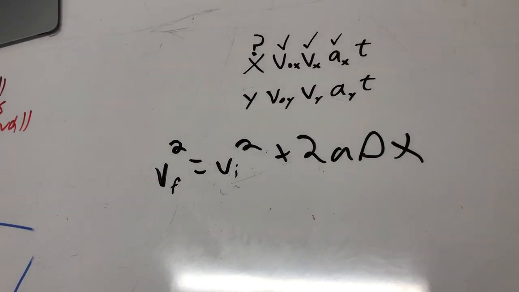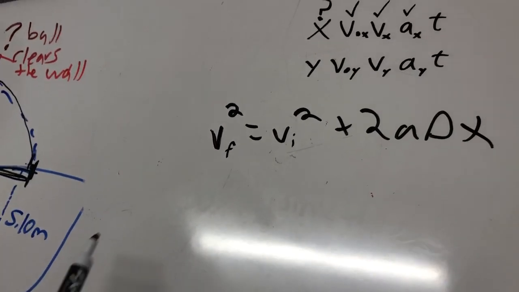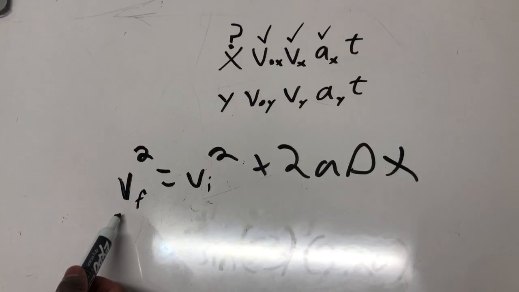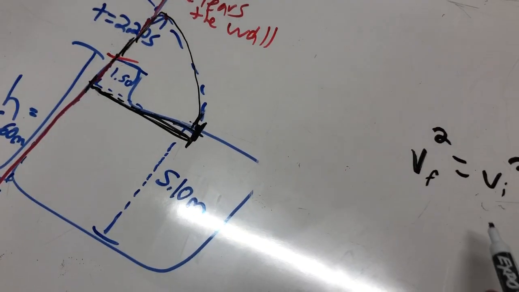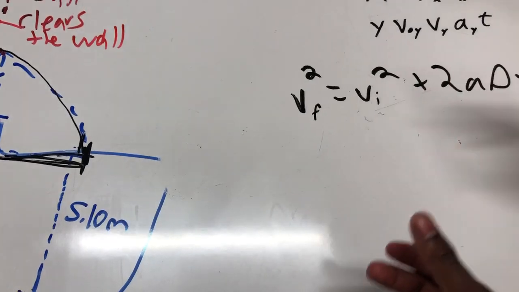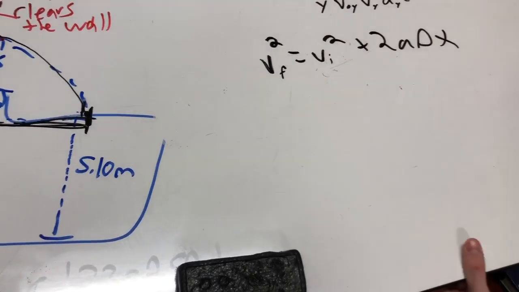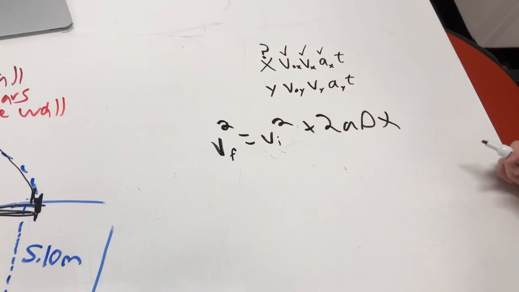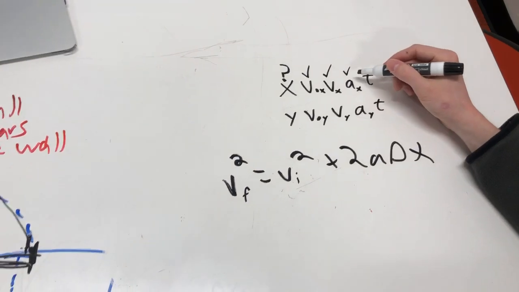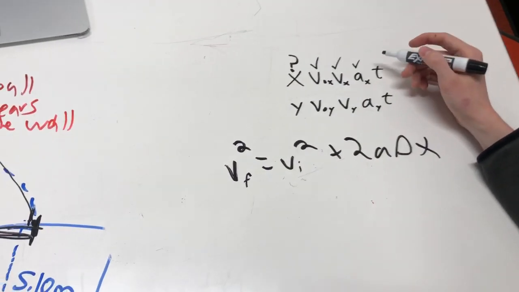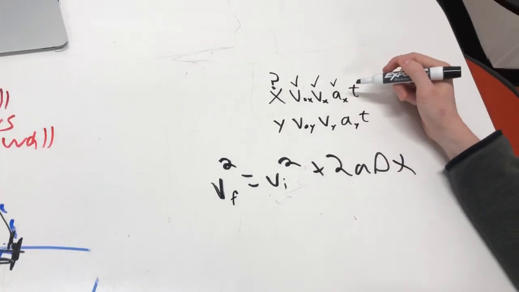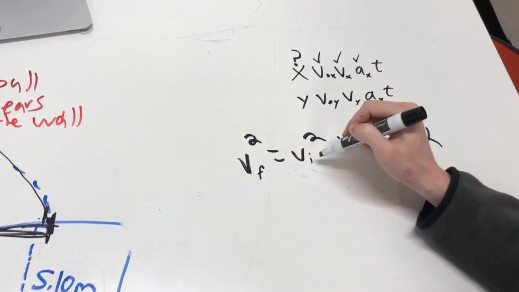What would this be then? It would be the same as v initial. So these two would be equivalent. Yes, exactly. In a situation with no acceleration, and remember the acceleration in the x direction is 0, velocity doesn't change. Which means this is the same as this.